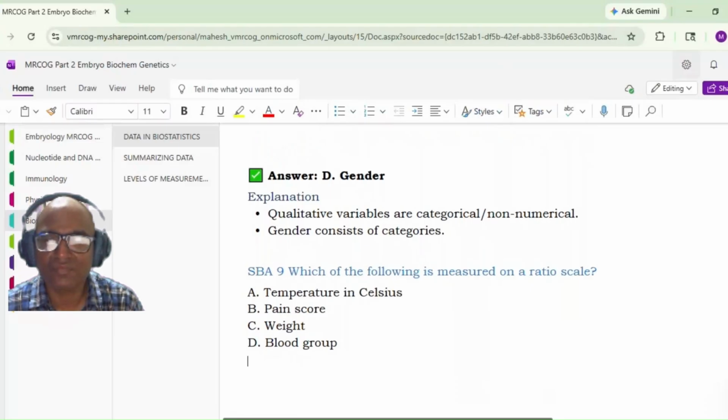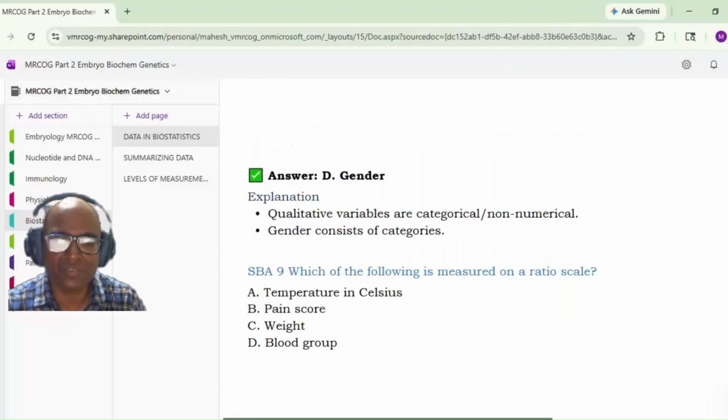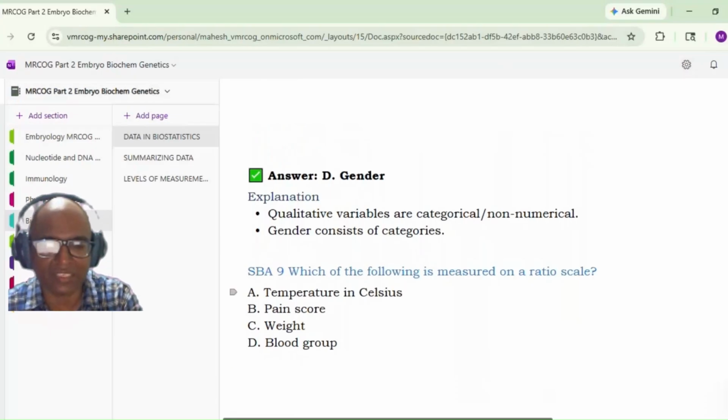Question number 9. Which of the following is measured on a ratio scale? A, temperature in Celsius; B, pain score; C, weight; and D, blood group. Ratio is the highest scale. Here, generally it is a continuous type of data. Weight is going to be the answer over here.